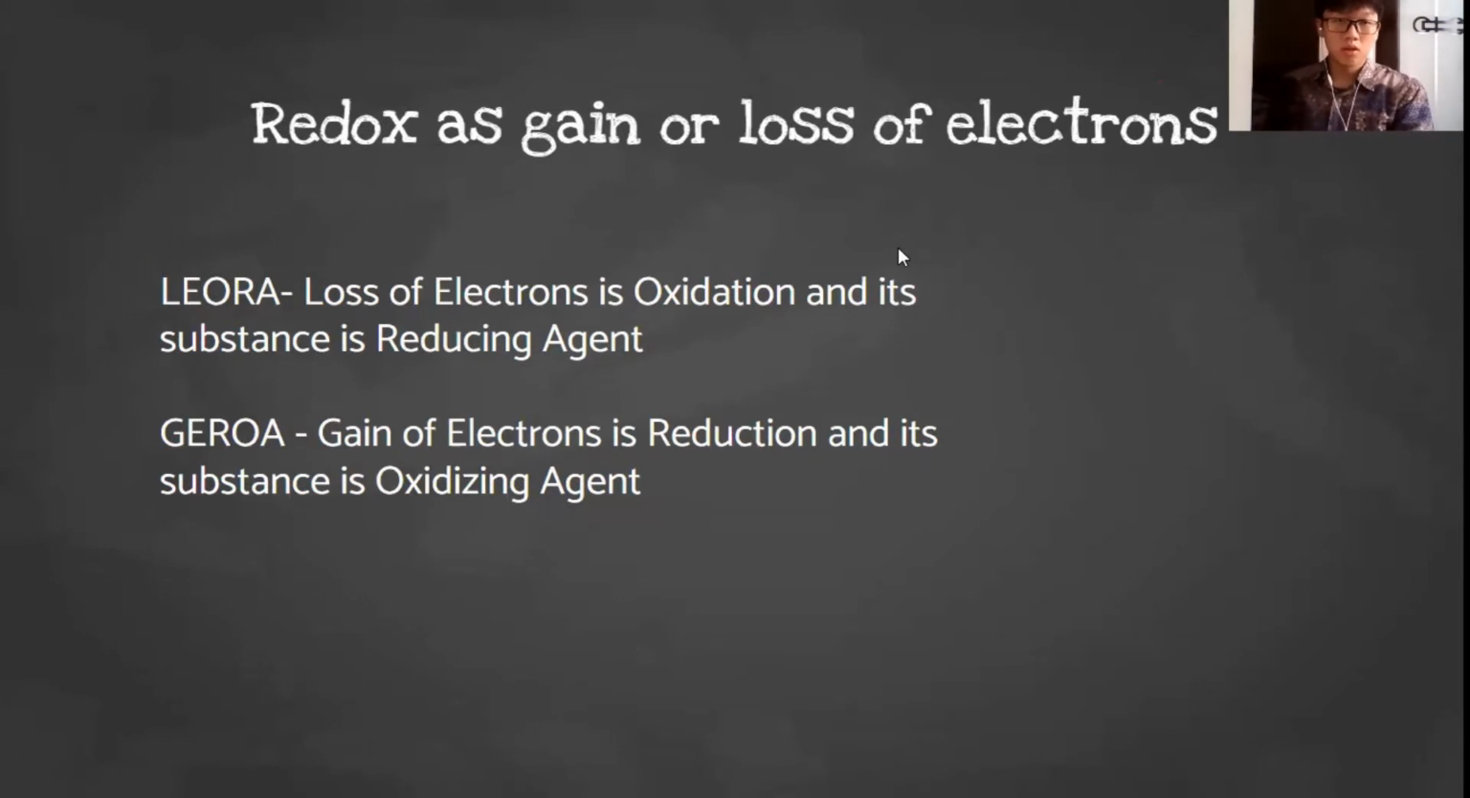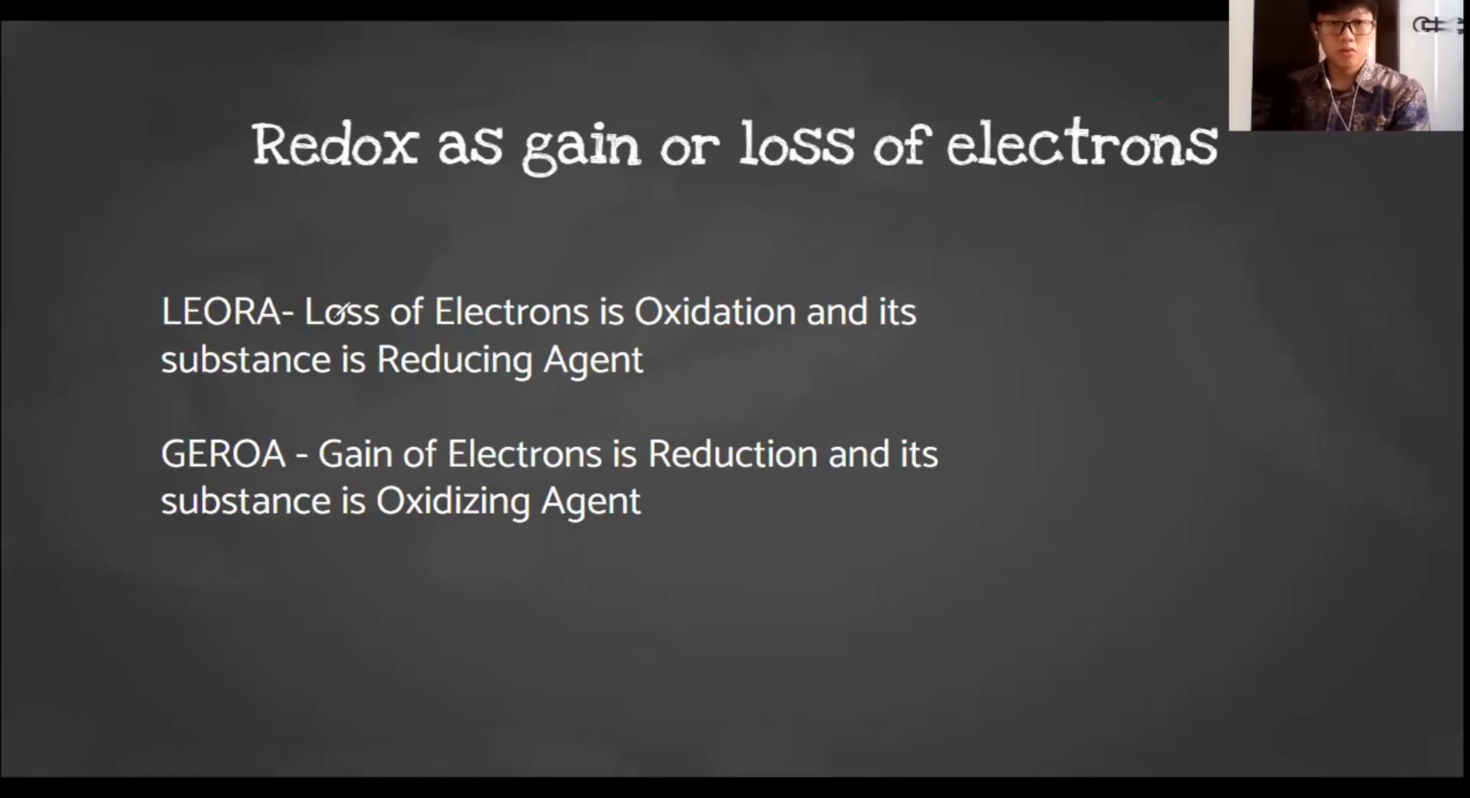For the third one, redox as gain or loss of electrons. So here we also have two acronyms. The first one is LEORA, which is the loss of electrons. It's called oxidation, and its substance is the reducing agent. The second one, we have GEROA, which is the opposite. So gain of electrons is reduction, and its substance is called the oxidizing agent.